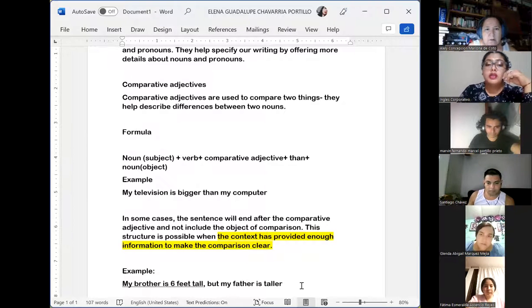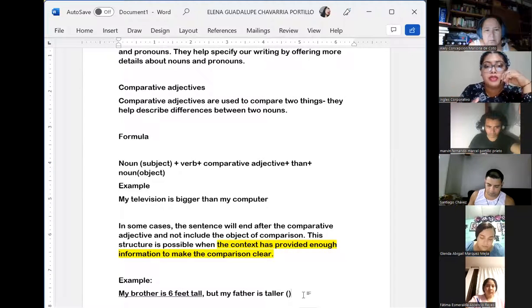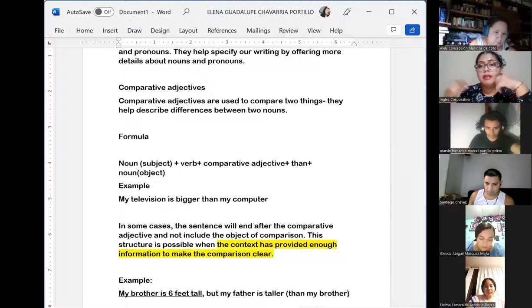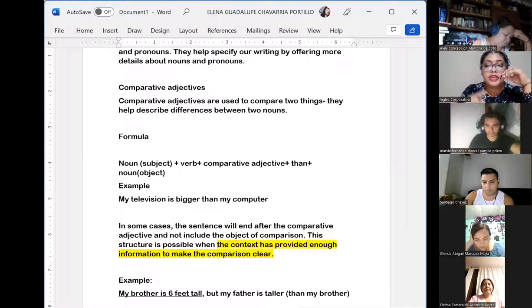Your brother. Good. In this case, if we don't have the information about my brother, I can say, but my father is taller than my brother. Estoy hablando de que mi papá es más alto que mi hermano. Pero como yo ya dije que mi hermano tiene una cierta altura, ya no necesito agregarlo después, porque ustedes ya saben cuánto mide mi hermano. Ya les dije cuánto mide mi hermano y solo estoy aclarando que my father is taller than him. So it is not necessary to add again the same information.